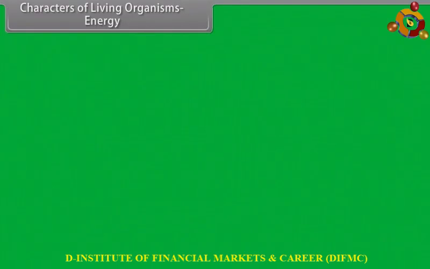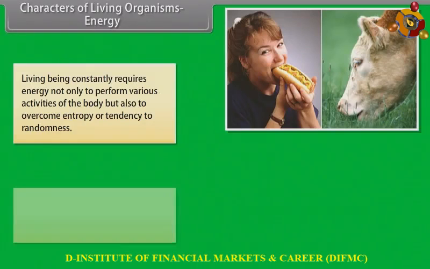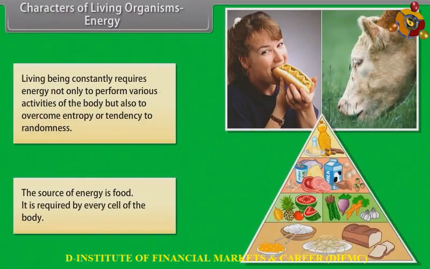Characters of living organisms. Energy. Living beings constantly require energy not only to perform various activities of the body, but also to overcome entropy or tendency of randomness. The source of energy is food. It is required by every cell of the body.